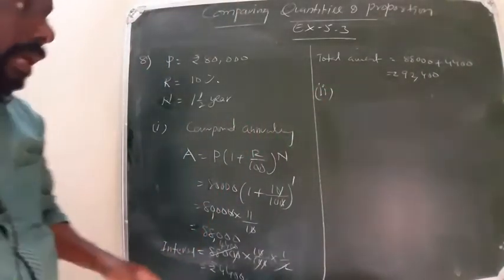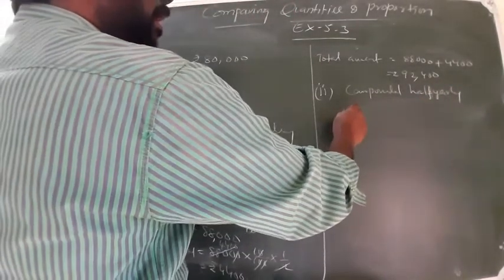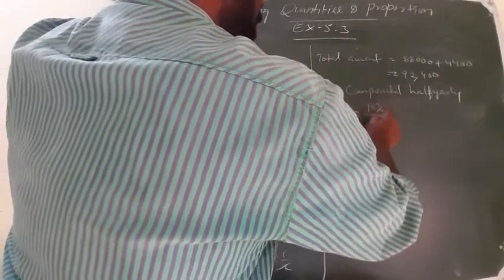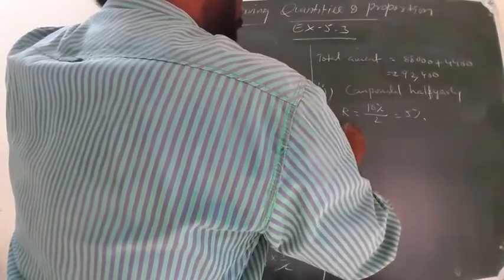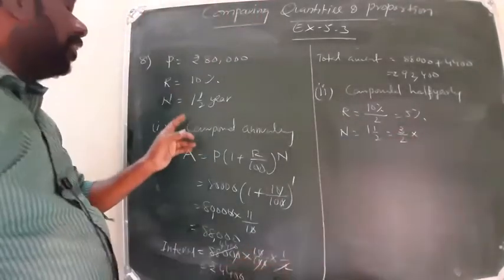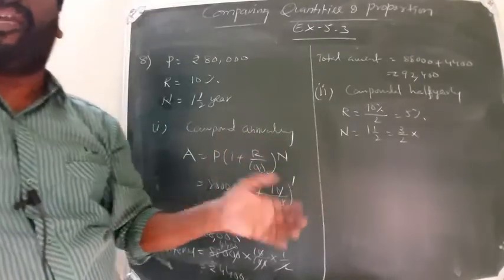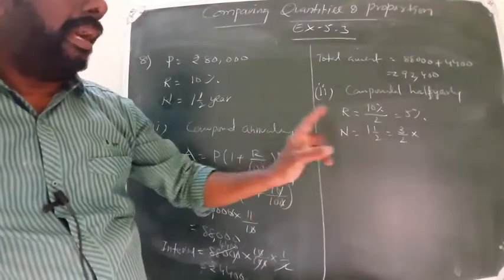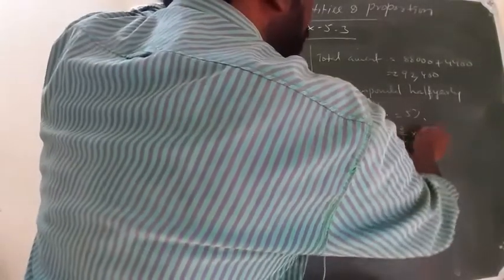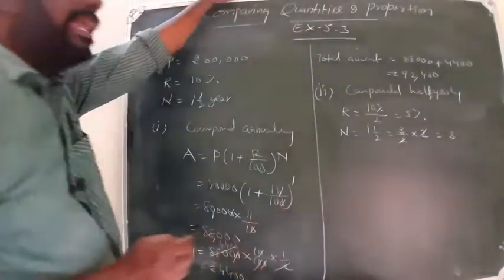Second one, compounded half yearly. Compounded half yearly means the rate will be changed. Full year 10%, half year how much? 10 by 2, that is 5%. Time is 1.5 years, that means 3 by 2 years. Compound half yearly means every half year, every 6 months we pay. So how many 6 months will be there in 1 year? 2 will be there. So 1.5 years means 3 by 2 into 2, that is 3. Here n you should take 3.